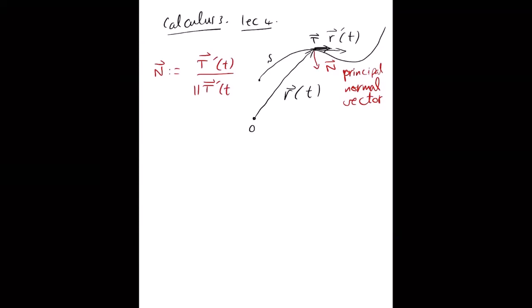So we get a new vector, T prime of t. This vector is perpendicular to T. We need to divide it by its magnitude to get a unit vector. So let's explain here. Why is T prime of t perpendicular or orthogonal to T of t? The same question we had last time when we proved that when r of t is of constant magnitude, then its derivative is perpendicular to it.